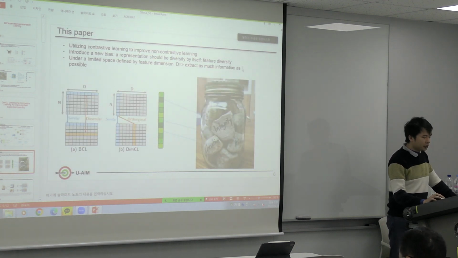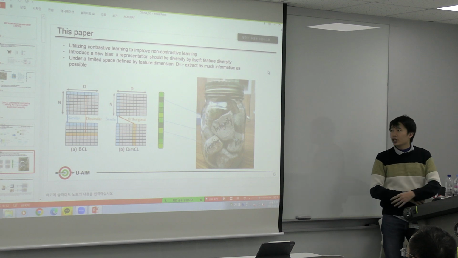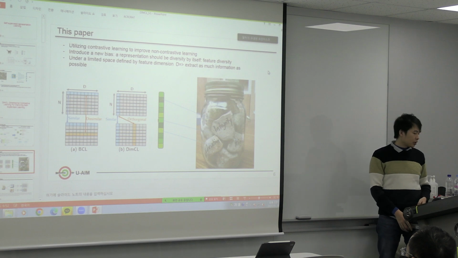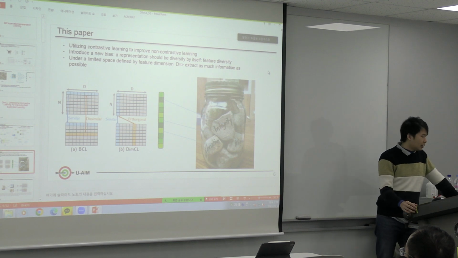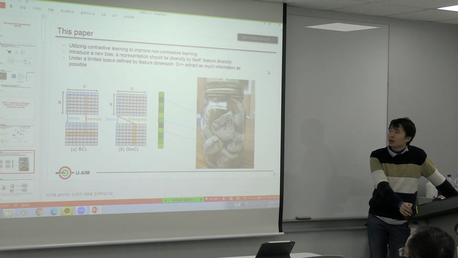So in this paper, our motivation is that contrastive learning has a very long history, so it potentially has a lot of good methods, and non-contrastive learning is relatively new compared to contrastive learning. So is there a way that we can utilize techniques from contrastive learning to further improve non-contrastive learning?